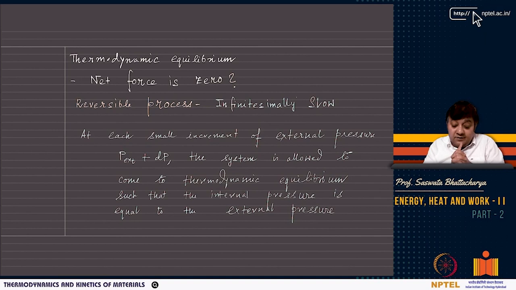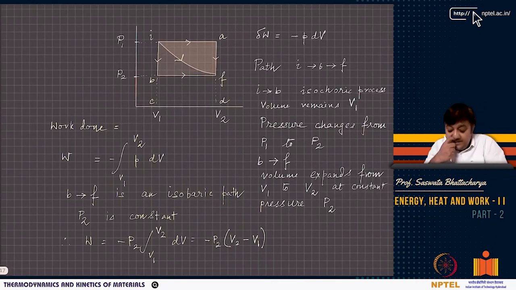So in a reversible process, the piston moves with slow increments, and at each step a thermodynamic equilibrium is achieved. That thermodynamic equilibrium is nothing but mechanical equilibrium, which tells us that the net force on the piston head is zero. As I told you, at each small increment of external pressure P, the system is allowed to come to mechanical equilibrium, as the internal pressure is equal to the external pressure. That's the idea, right?